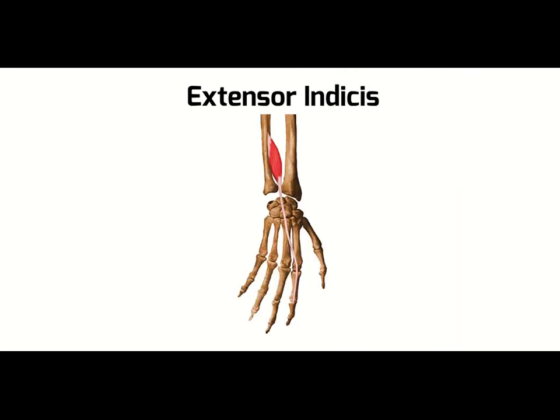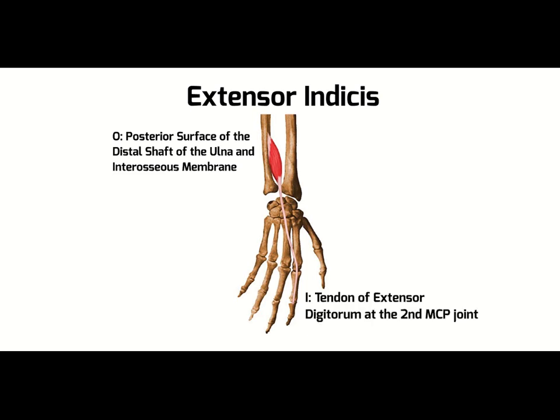The extensor indicis is the extensor muscle for our index or our second finger. It originates on the posterior surface of the distal shaft of the ulna, and it also comes from the interosseous membrane. And it inserts into the tendon of the extensor digitorum around the second metacarpal, and kind of where the metacarpophalangeal joint is. So as the extensor digitorum tendon is crossing that metacarpophalangeal joint, the extensor indicis tendon joins it. Like all of the other extensors, it's innervated by the radial nerve, and it causes extension of the index finger as well as helping with adduction of the index finger.